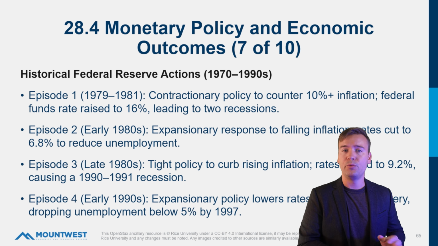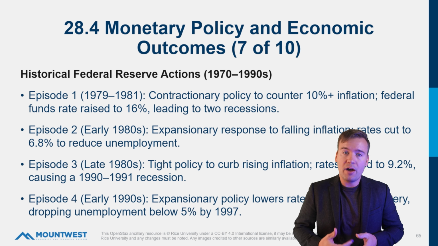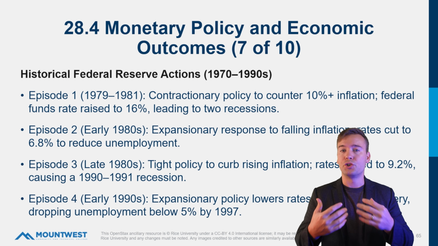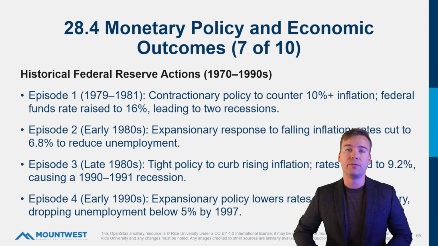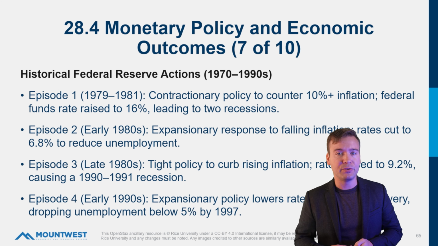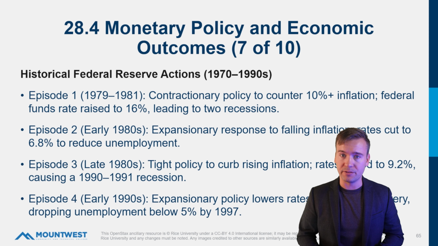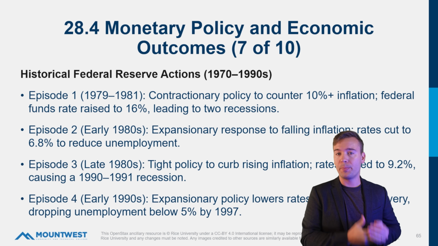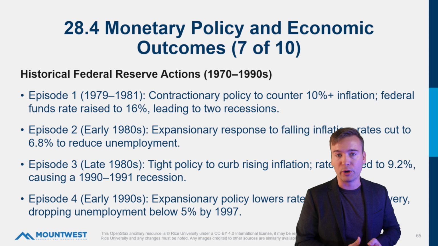So in episode 1, 79 to 81, there were double-digit inflation rates, above 10%. And so the Federal Reserve adopted a strong contractionary policy under Chairman Paul Volcker. The federal funds rate was aggressively raised to around 16%. I think it even reached a high of 20%. But it made borrowing far more expensive. I mean, you imagine interest rates at 16 or 20%. It was a sharp increase in rates, and it made borrowing more expensive.